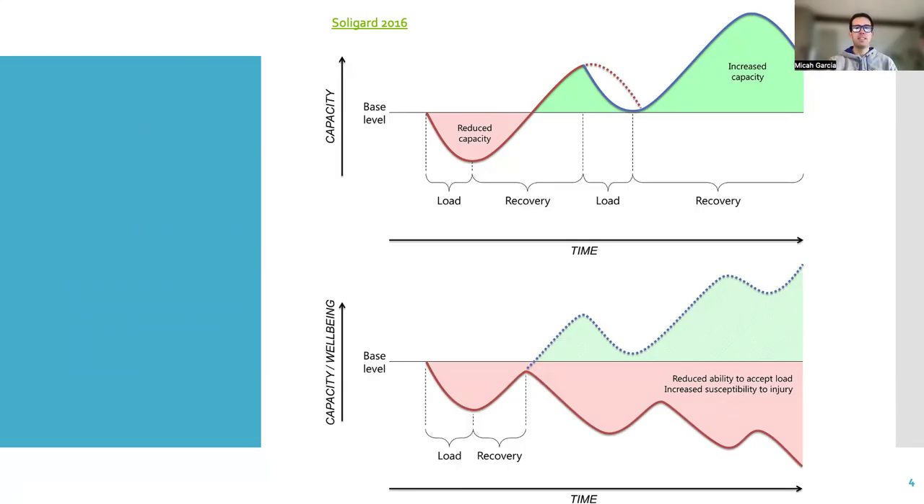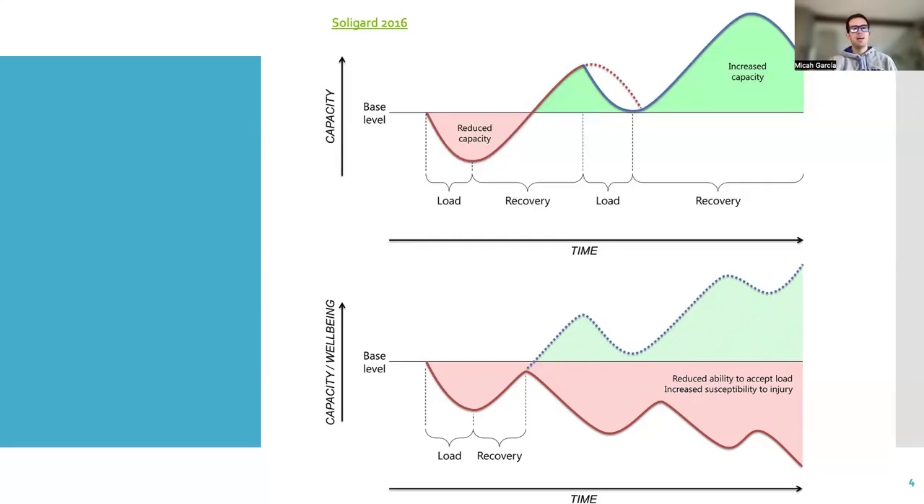And now that capacity is going to continue to decrease and decrease if we don't allow appropriate recovery time to happen. So too often we see this with too frequent training sessions or competitions. And this really reduces the ability for the tissue to accept the loads, and therefore increases the susceptibility or the risk of becoming injured. So a lot of times athletes will say, oh yeah, I'll do just about anything other than not doing the activity to try to stay healthy. But oftentimes it is that recovery that's going to be most important.